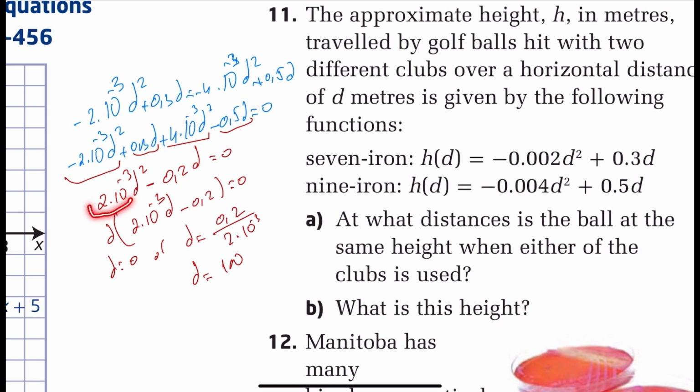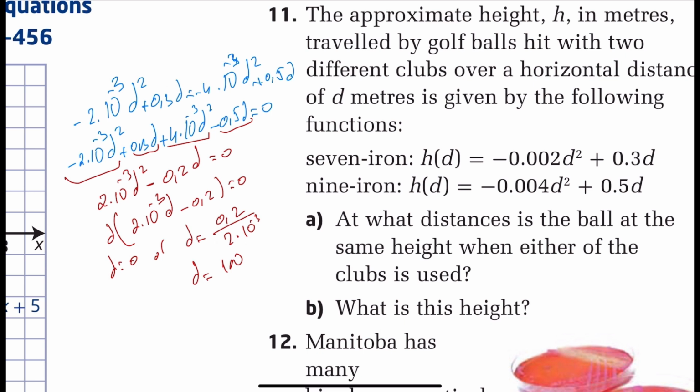Okay, please don't be confused with this 10 to the power of minus 3 that I am using here. It is just the same as writing this. Instead of writing 0.002, I just write 2 times 10 to the minus 3, because this is the same as this, same thing. So your answer will be either 0 or 100.